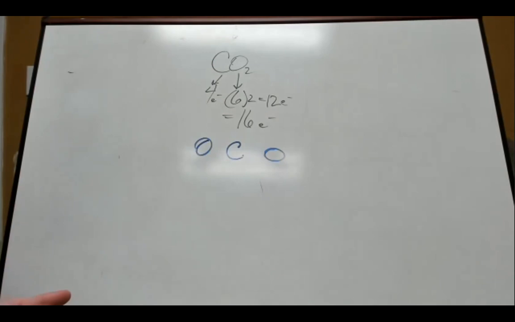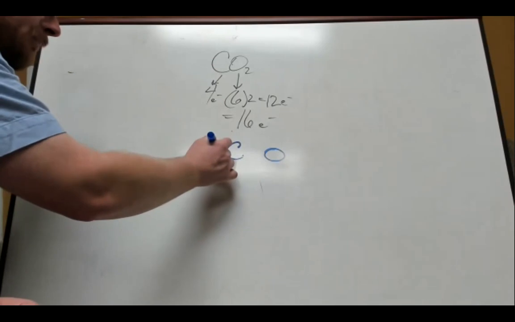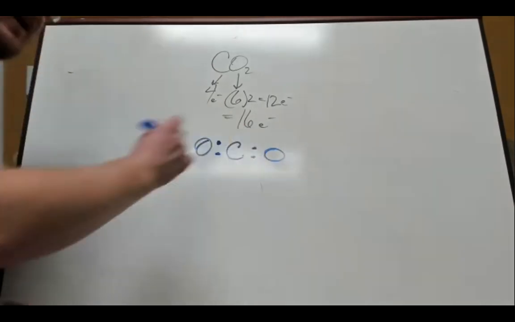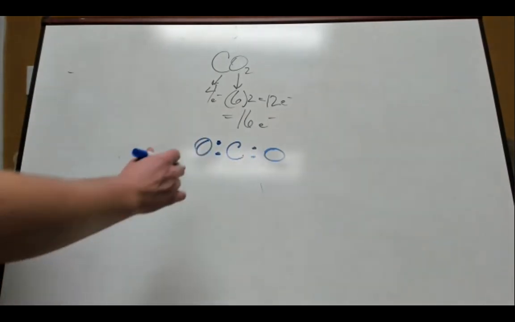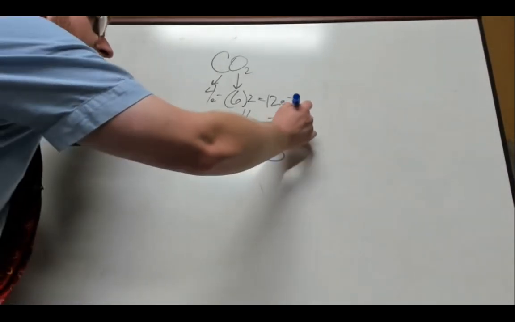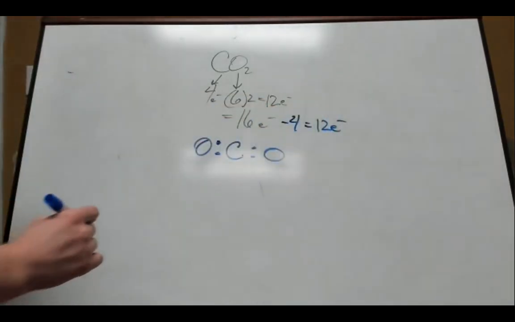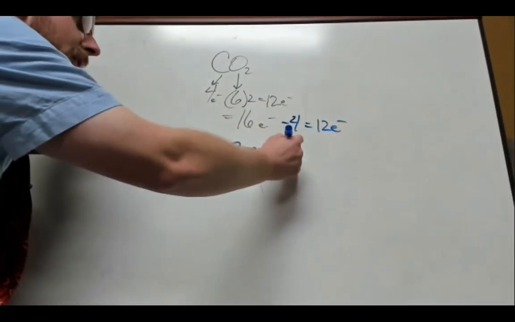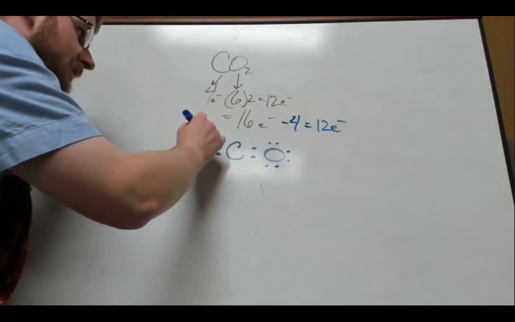And so now let's go ahead and start filling in electrons, because we have 16 total electrons, right? Well, we know that there's going to be at least a bond in between those two. There has to be a bonding pair between these two, right? And so we have now used 4 electrons. So we have 12 electrons left. Starting on the outside, we just fill in octets.